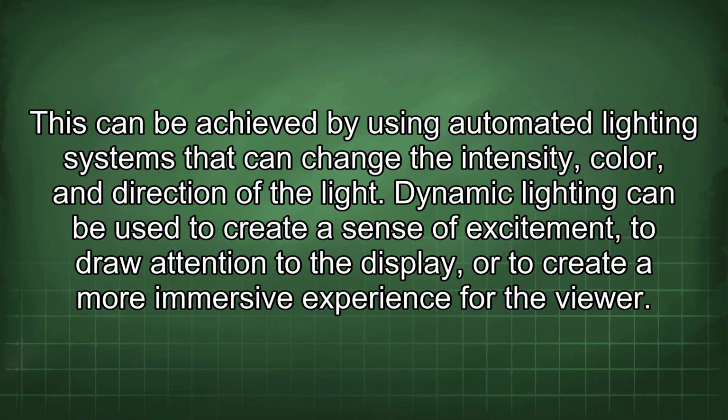Dynamic lighting is used to create movement and visual interest within the show window. This can be achieved by using automated lighting systems that can change the intensity, color, and direction of the light. Dynamic lighting can be used to create a sense of excitement, to draw attention to the display, or to create a more immersive experience for the viewer.